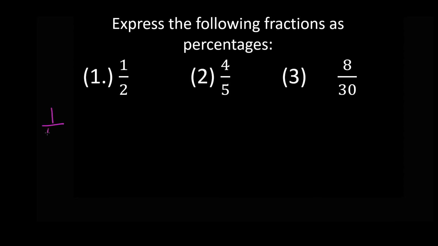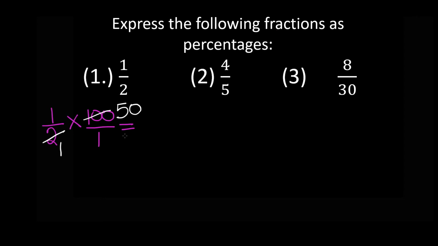1 over 2 times 100. And as you know, 100 means 100 over 1, right? So how do we complete this? You need to simplify, right? And we can use the cancellation method right here because 2 is a common factor of 2 and 100. So 2 in 2 is 1. 2 in 100 is 50.